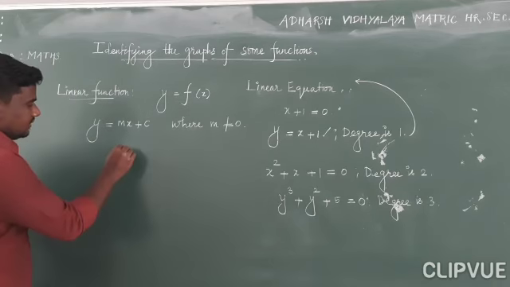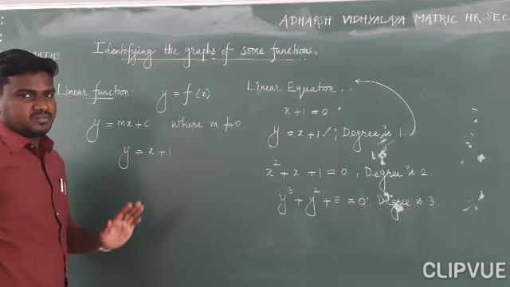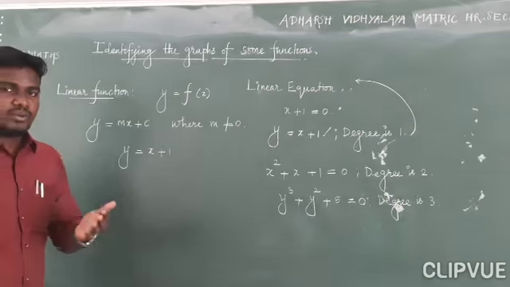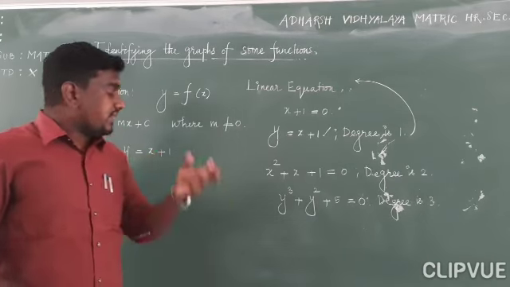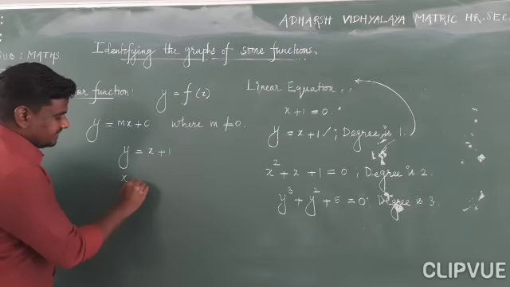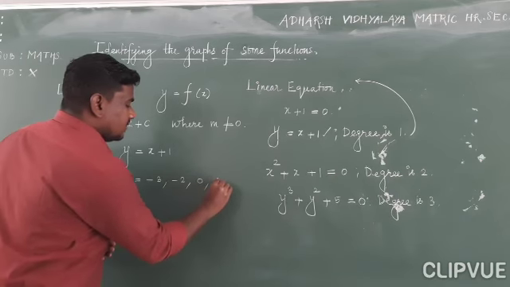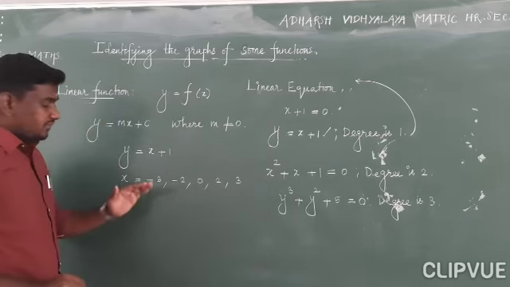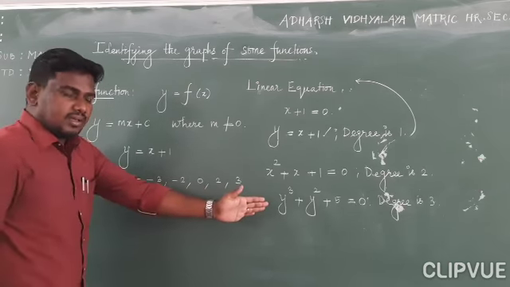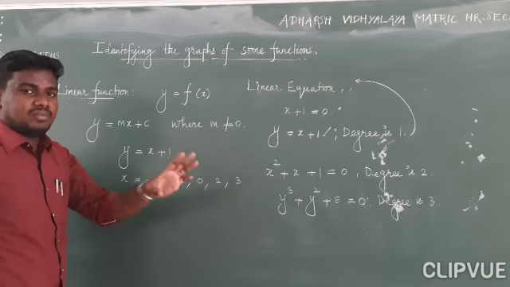Let me take the example y is equal to x plus 1. You know very well this is a linear function. If we assign values of x, I told you x is the independent variable, so we can take any value. For example, I am going to assign x is equal to minus 3, minus 2, 0, 2 and 3. Is there any condition? Not necessary. It is an independent variable, so we may take any value from the integers.